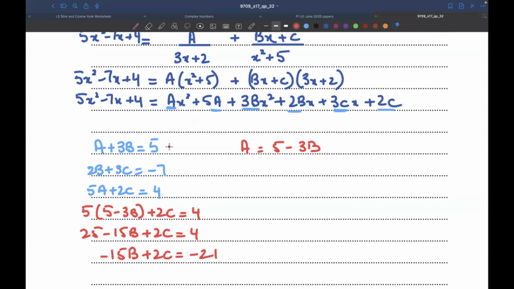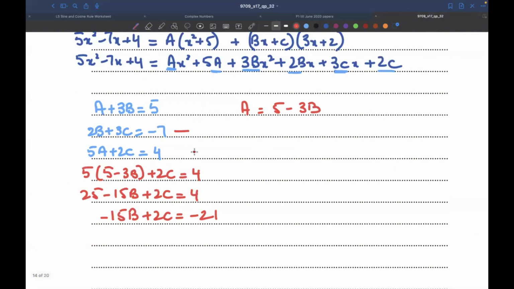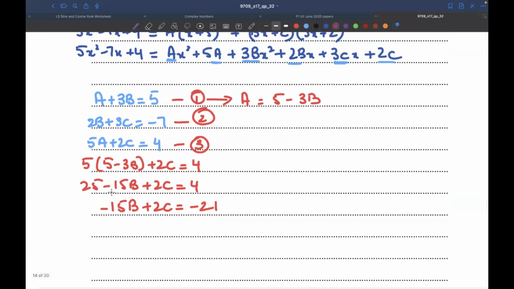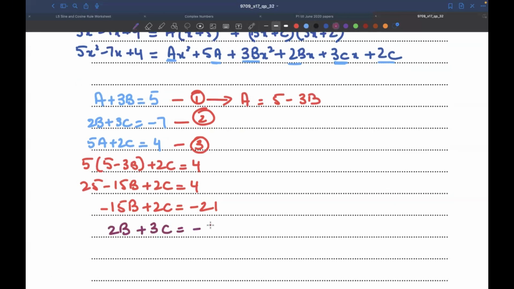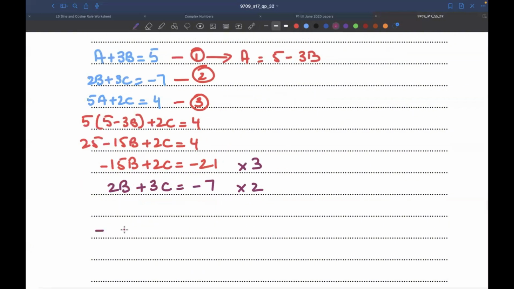And the other equation was, so this was the second equation, this was the one we used, and this was the one from which we got the substitution. So now we have the two equations. We will have 2b plus 3c equals -7. Now we can multiply this equation by 3 and this by 2. So we'll get minus 45b plus 6c equals minus 63. This will become 4b plus 6c equals minus 14.